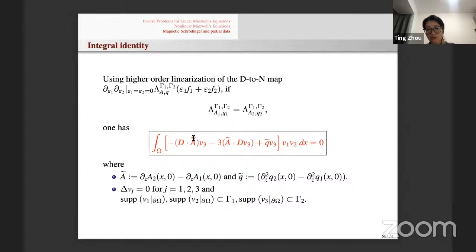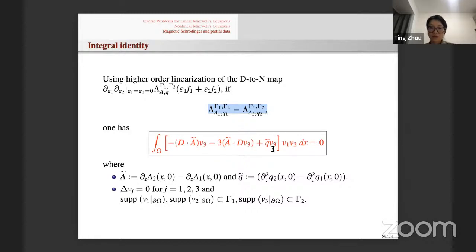You have a combination of the difference of magnetic potentials and the difference of electric potentials. And the solutions, as I mentioned, V1, V2, V3 are solutions for the linearized equation. In this case, it's just the Laplacian. But since we are talking about partial data here, for this to be true, you need the support of V1 and V2 on the boundary to be in gamma 1 and the support of V3 to be in gamma 2. And this is partly due to the fact that you only have the identical DN map for the partial data.